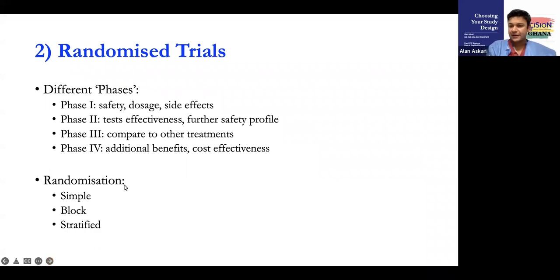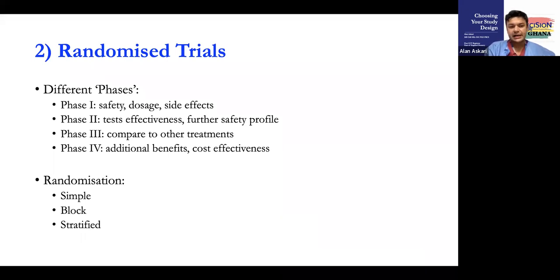Now, as we talked about, there's two types: randomized controlled trials and non-randomized trials. Randomized controlled trials also have different phases, and there's usually, in a lot of countries, very strict legislation and very strict guidelines as to how to follow these phases.